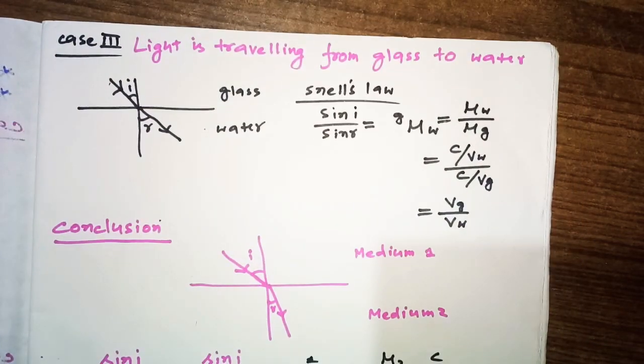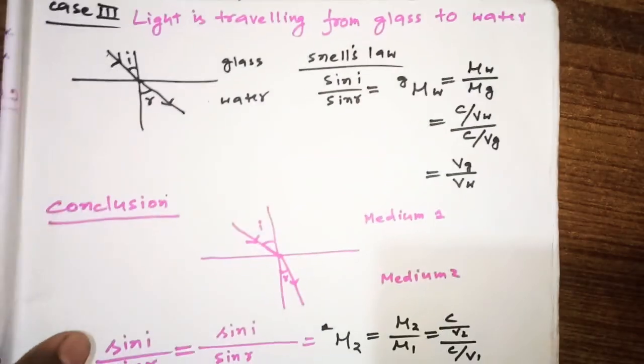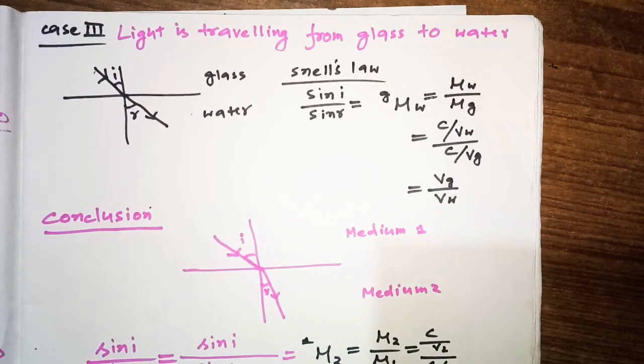So again, let us consider the third case. What is the third case? Light is traveling from glass to water. In the earlier case, what is happening? Light is traveling from water to glass. Here the light is traveling from glass to water, from denser to rarer medium. So the refracted ray will move away from the normal, right? And here Snell's law will give us what? Sin i by sin r is equal to relative refractive index of the medium to where the light is going, that is water, with respect to the medium from where the light is coming, right?